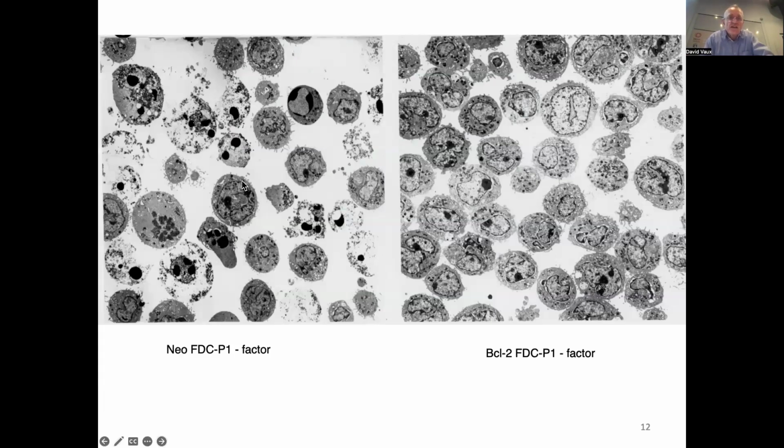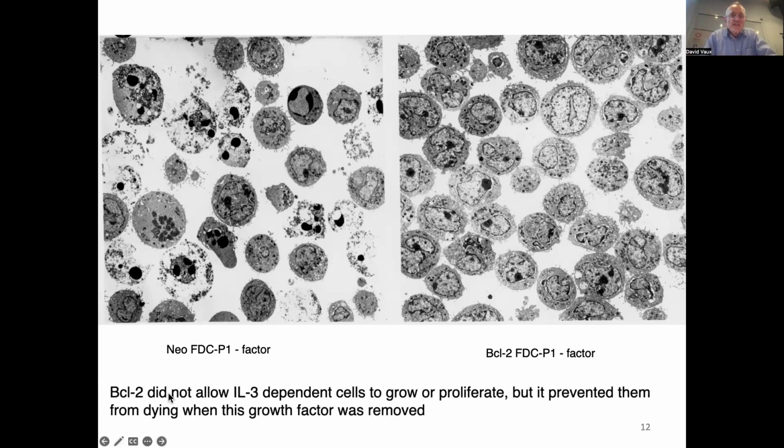This is a picture of some control cells when you take away growth factor, and you can see cells eventually lose membrane integrity. They also get condensation and compression of the chromatin within the nucleus in many of the cells. But the cells expressing BCL2, the cell membrane's intact, the nuclear membrane's intact. You still see heterochromatin, but most importantly, if you add back interleukin-3 to these cells, they're able to proliferate once again. So BCL2 did not allow IL-3 dependent cells to grow or proliferate, but it prevented them from dying when this growth factor was removed.